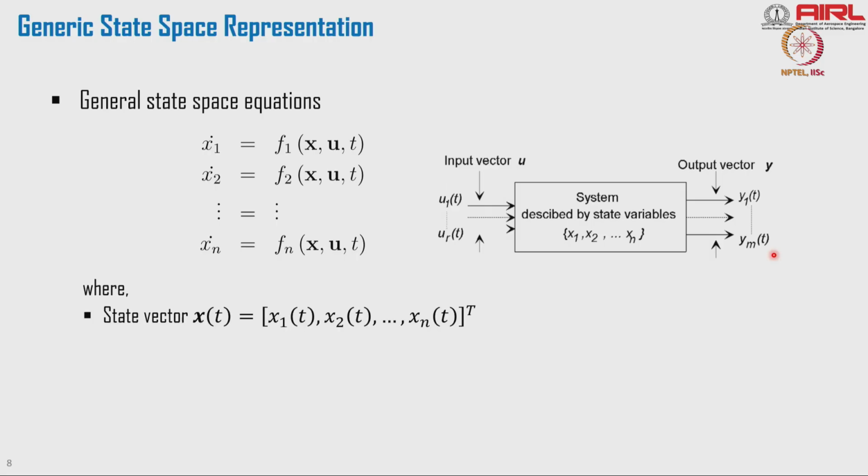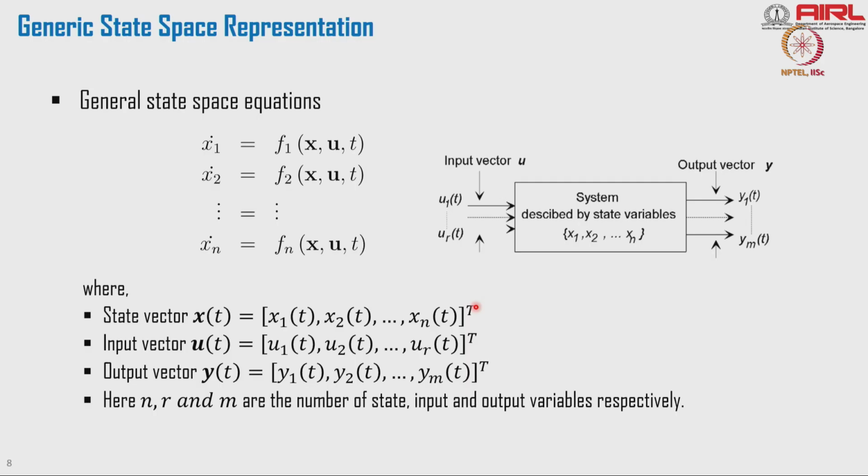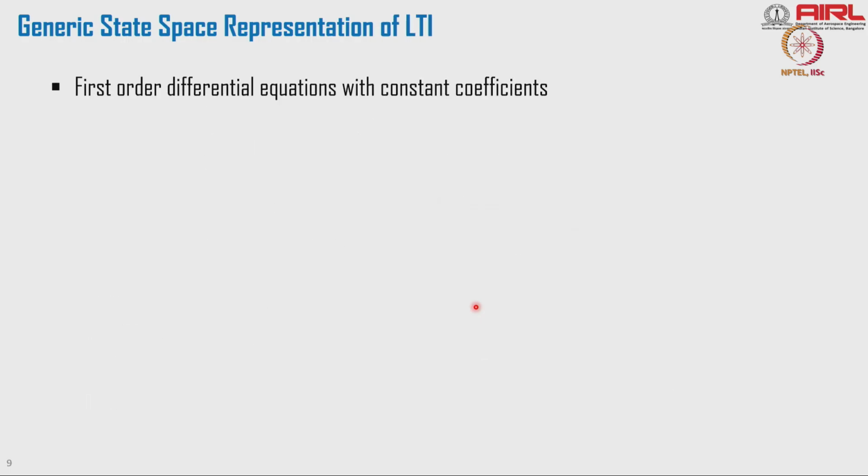The state vector, the bold x, represents all the n states, x1, x2, x3 to xn. The input vector, the bold u, talks about all the r inputs. The output vector, bold y, covers all the m outputs. Here n, r, m are the number of states, inputs and outputs respectively, right.